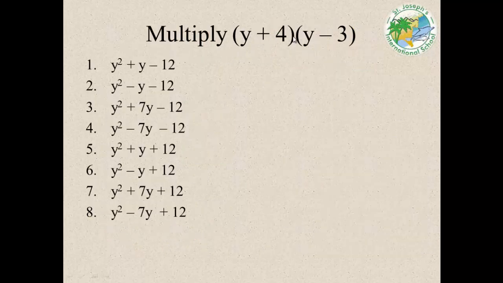Multiply y plus 4 times y minus 3. Choose the right answer from these answers. I will give you just 1 minute. We can use any method: box method, FOIL method, distributive method, or distributive property to find these answers. The right answer is y power 2 plus y minus 12. Fine. Let's try.